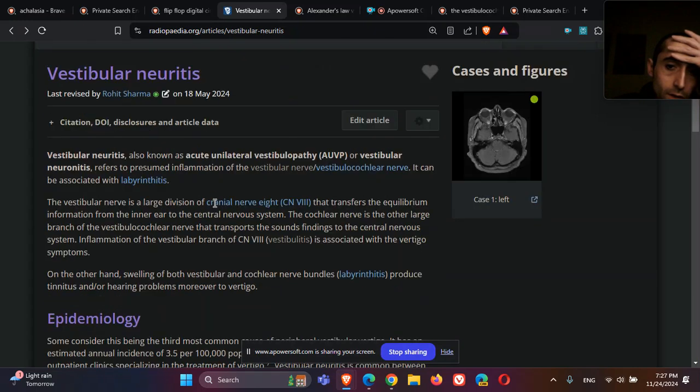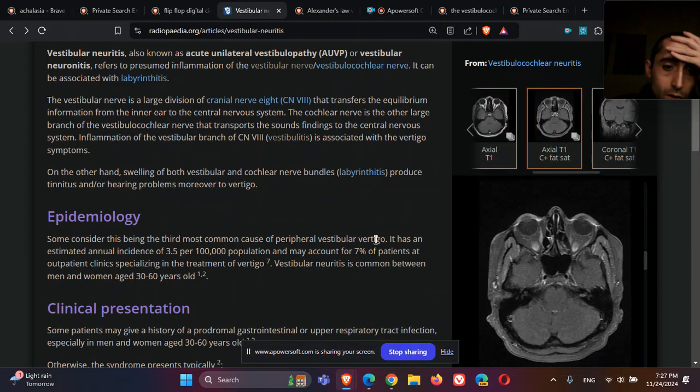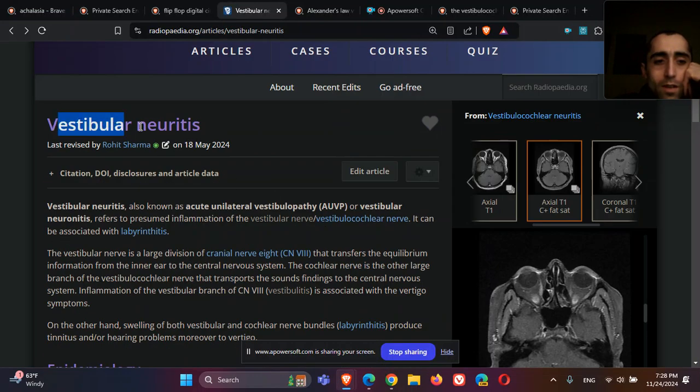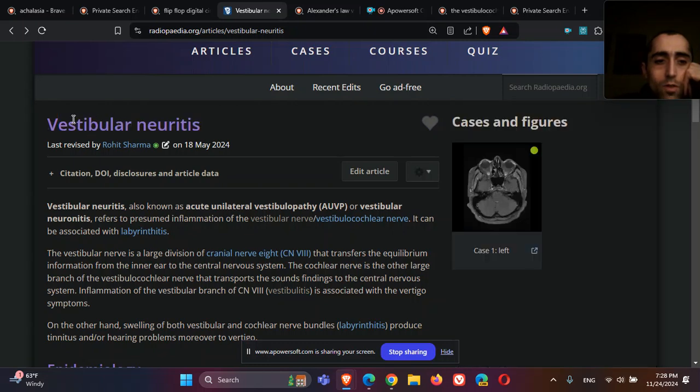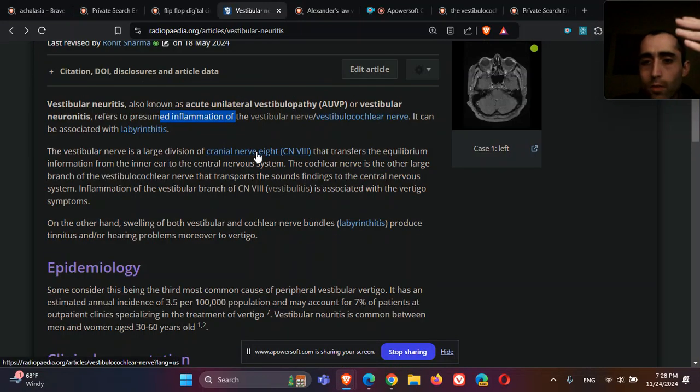So vestibular neuritis is an inflammation of the vestibulocochlear nerve, usually the superior branch, but it can also involve the inferior branch. And when I say the superior and inferior branch, I say it about the vestibular nerve, because vestibular neuritis, as the name suggests, causes damage to the vestibular part of the vestibulocochlear nerve. It's inflammation of this part. Now, this is from Radiopaedia, yes? And remember that the vestibular nerve is from the vestibulocochlear nerve.